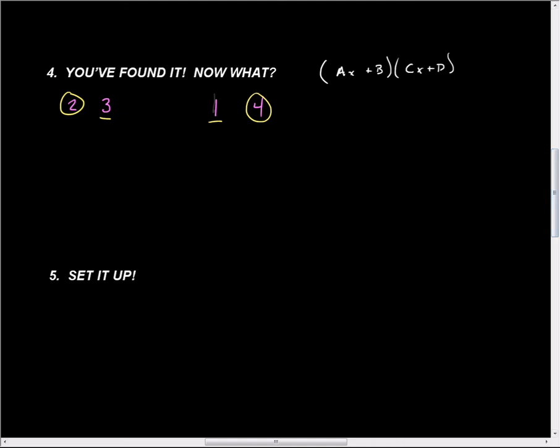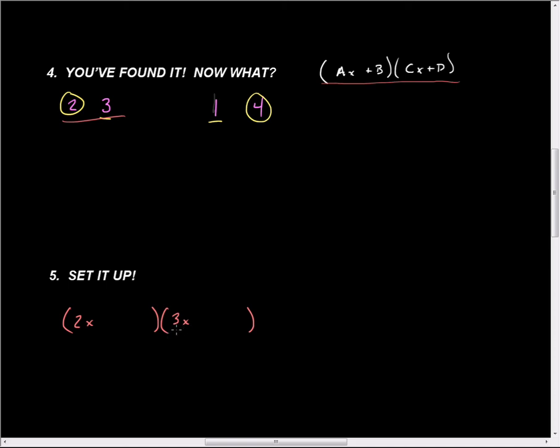So now I can go ahead and just insert those. Since it works, it must be of the form AX plus B times quantity CX plus D. And all I've got to do is put in the numbers. These two numbers are in the front, so I set this up now. I'll put that 2x in the front, and I'll put that 3x in the front of the other one.